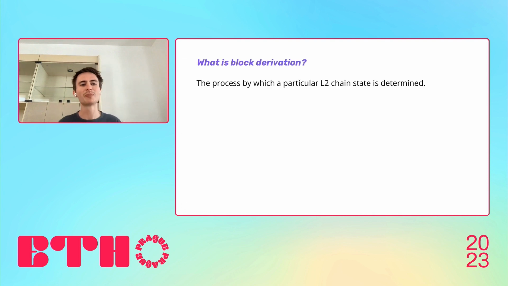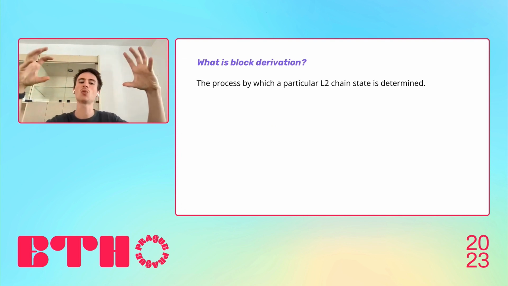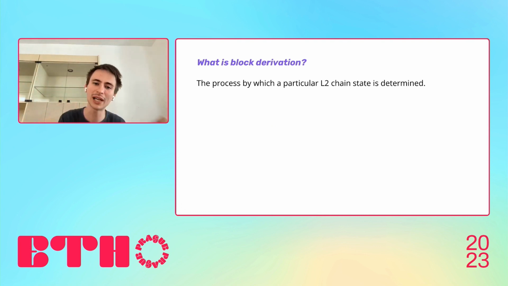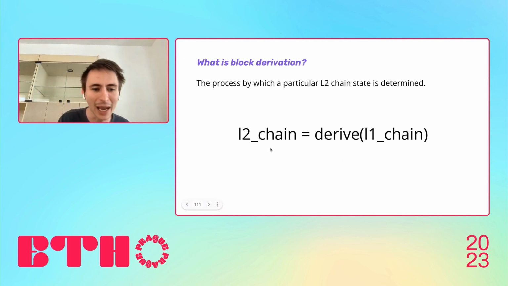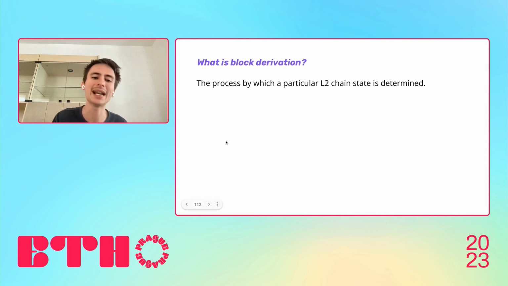Let's dive in though. So what is block derivation? Block derivation is how you compute the L2 chain state. The reason why we call it derive is because you're trying to determine the resulting L2 chain state based on layer one. So really, you're taking the layer one as input, running a pure function over it, and deriving the layer two. That's exactly what is described here, where you say, okay, here's the derivation function, here's the L1 chain, and let me get the L2 chain out of it.